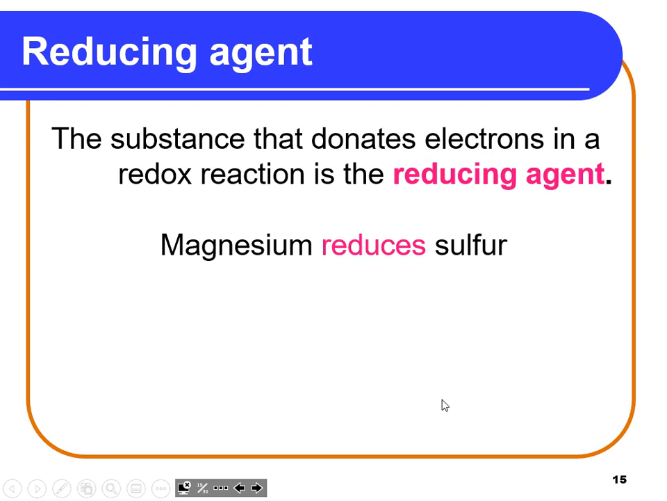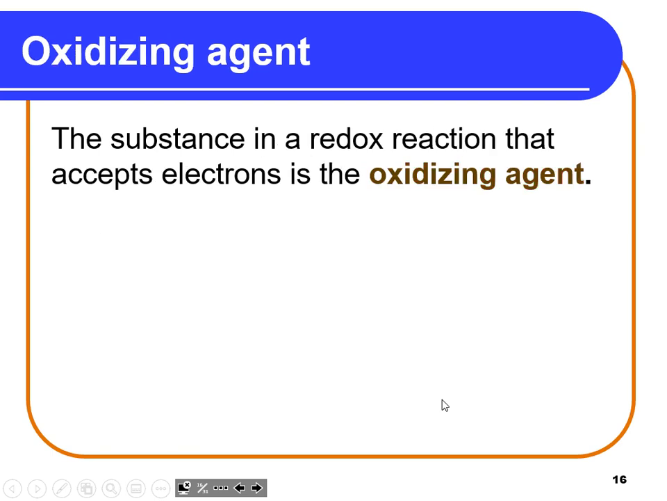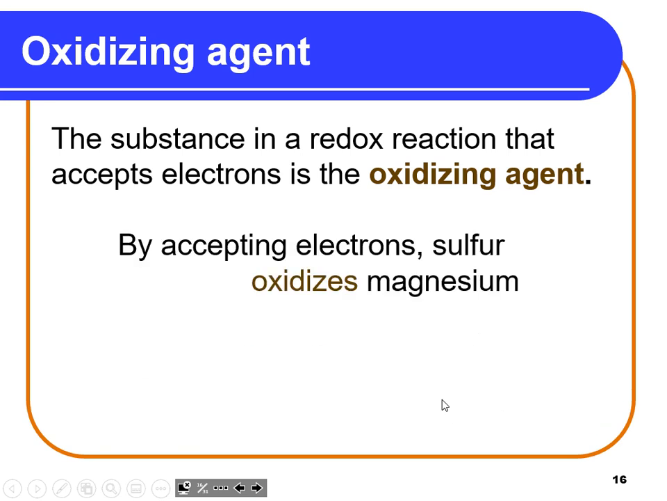If I look at the oxidizing agent, the substance in a redox reaction that is accepting the electrons is the oxidizing agent. Well, what was accepting the electrons? Well, it was the sulfur, right? It was the sulfur. So the sulfur is the oxidizing agent because it is accepting the electrons.